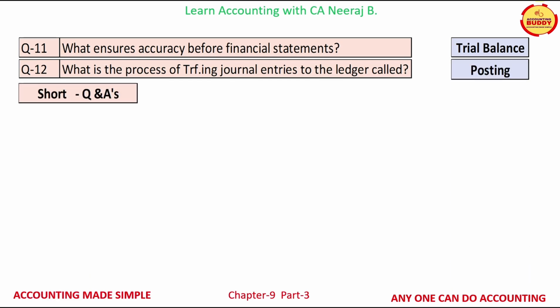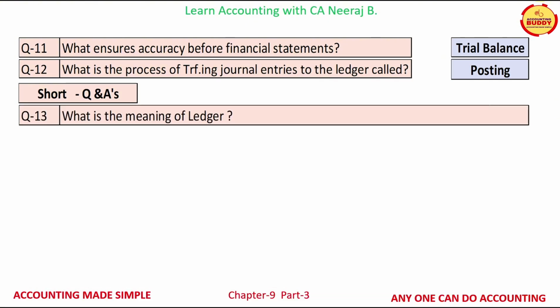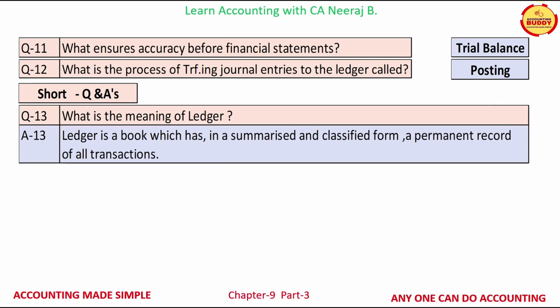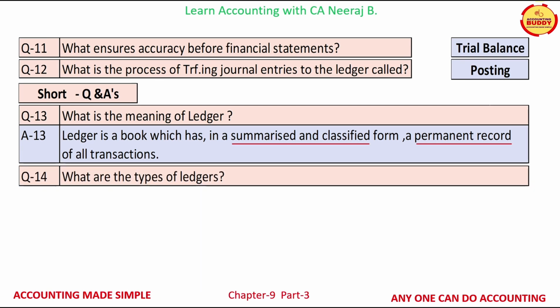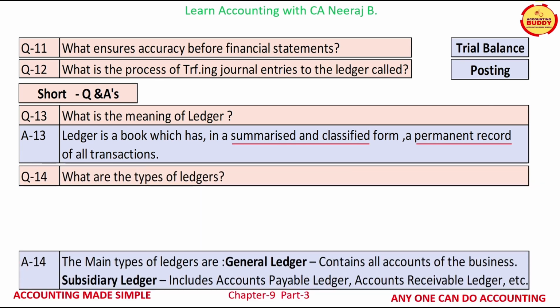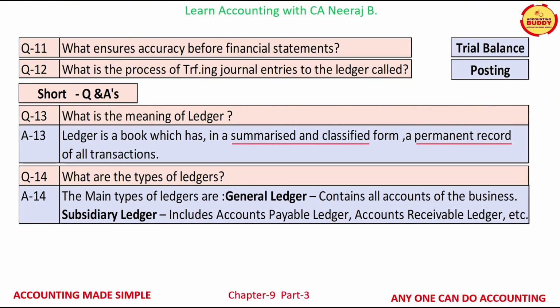In this section, we will address few short questions and answers. Question number 13 is, what is the meaning of ledger? The answer is, ledger is a book which has in a summarized and classified form a permanent record of all the transactions. Question number 14 is, what are the types of ledgers? The answer is, the main type of ledgers are journal ledger that contains all the accounts of the business, subsidiary ledger which includes accounts payable ledger, accounts receivable ledger, etc.